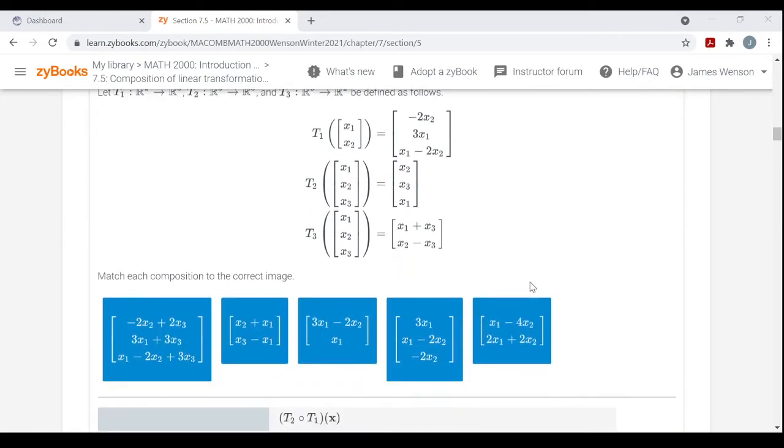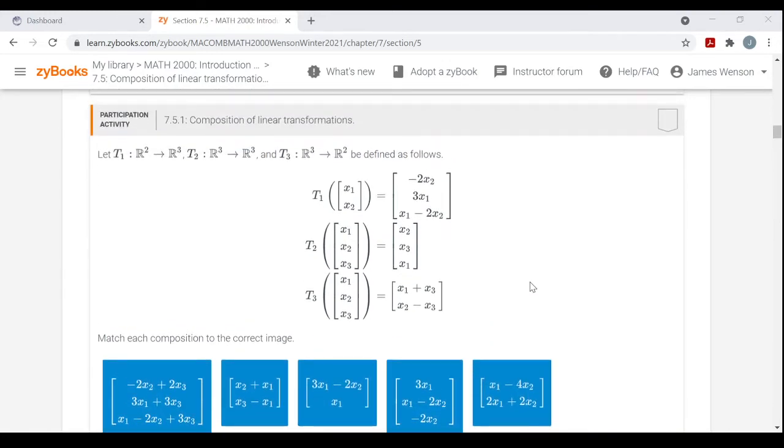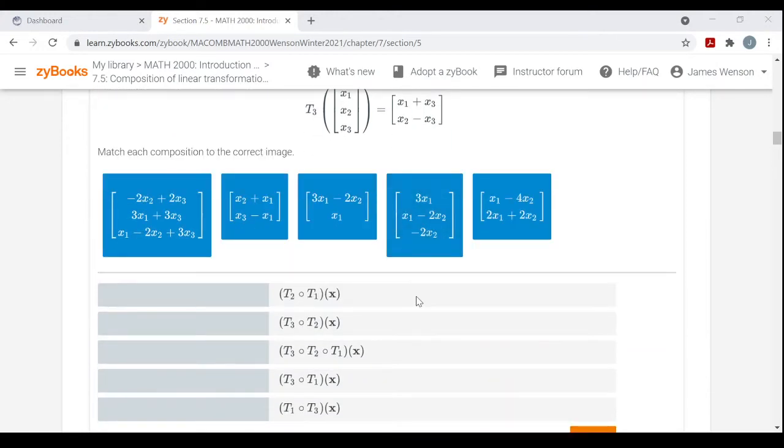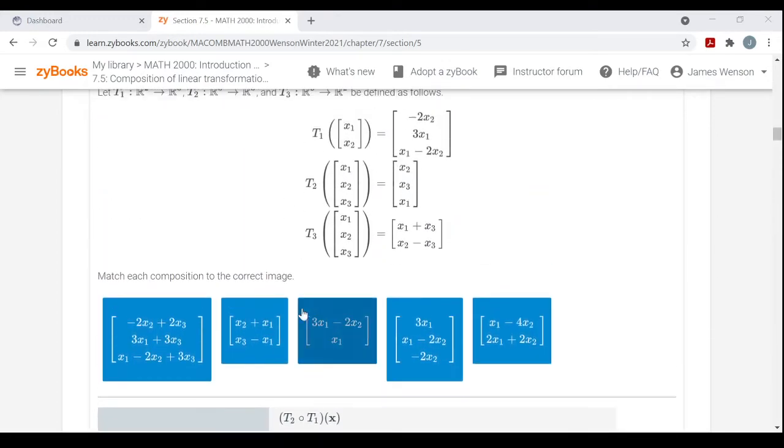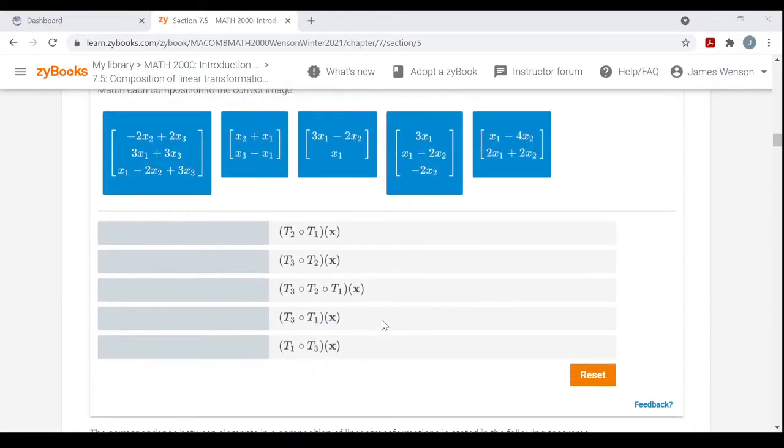All right, so you're asked to do the same for this participation activity. You're given T1 from R2 to R3, T2 from R3 to R3, and T3 from R3 to R2, and asked to match the compositions. So I'll leave that to you. Now be careful with this one. It's three of them, so this means I'm running through T1 first, then T2, then T3. But again, I'll leave that to you to see what your outputs would be for each of these compositions.